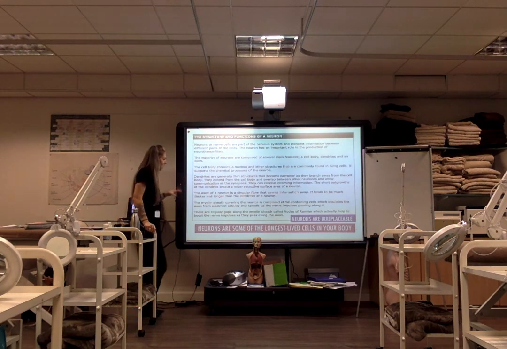will make more sense. So the axon of a neuron is a singular fibre that carries information away, and it tends to be much thicker and longer than the dendrites. The myelin sheath covering the neuron is composed of fats containing cells which insulates the axon from electrical activity and speeds up the nerve impulses passing along it. There are regular gaps along the myelin sheath called nodes of Ranvier, which actually help to boost the nerve impulses as they pass along the axons.